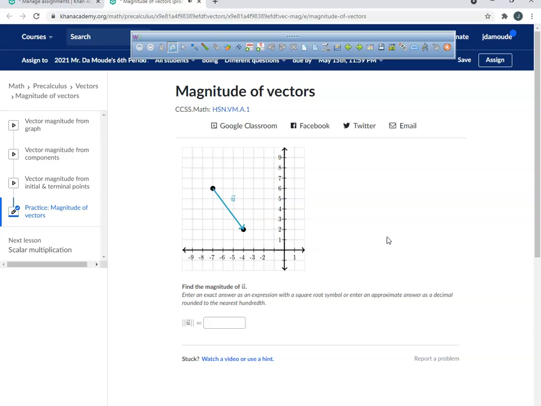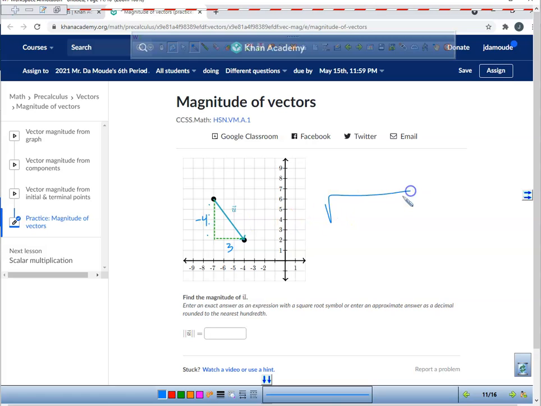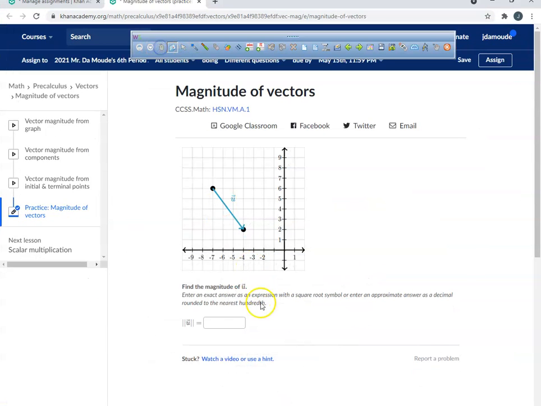And I'll do one more that deals with a graph. So when you're looking at a graph, just make a little right triangle. Find your components. So here it goes 3 to the right. Here it goes down 1, 2, 3, 4. So it goes down 4. So all you've got to do is take the square root of 3 squared plus -4 squared, which gets you 9 plus 16, which is the square root of 25. But that is just your basic 3, 4, 5 triangle. So the magnitude is just 5. Since it simplifies nice and neat, I'll just type in a 5 and call it a day.